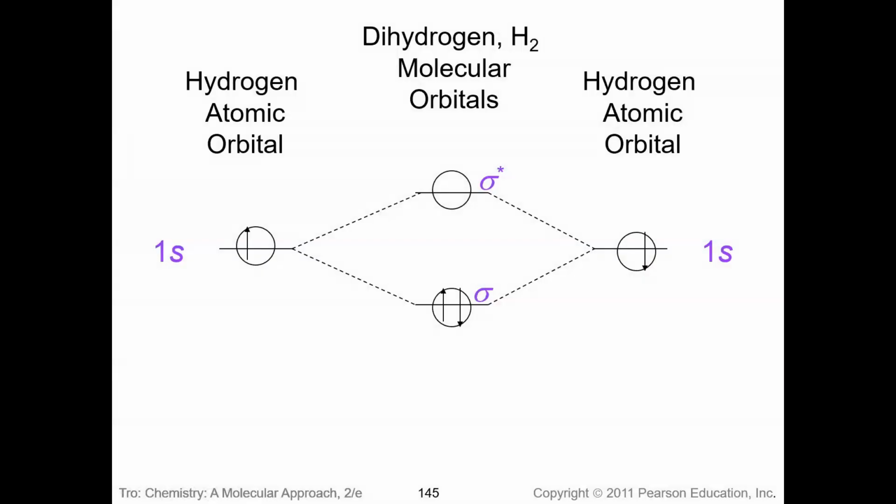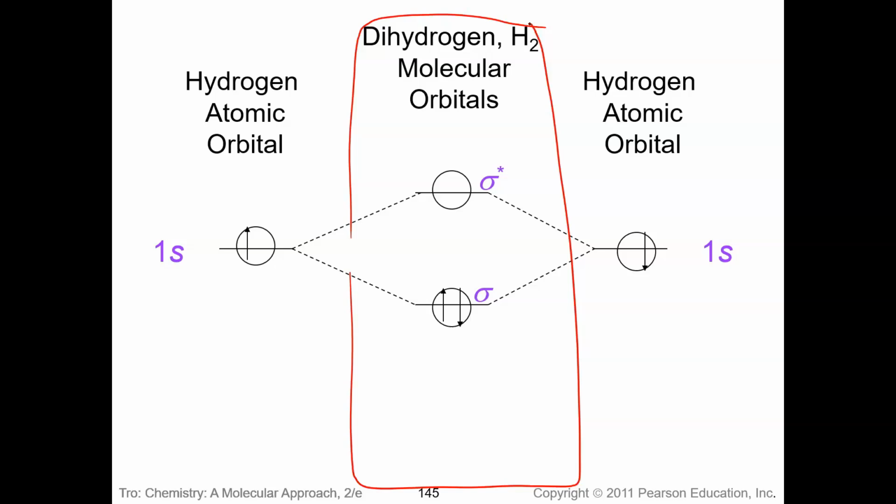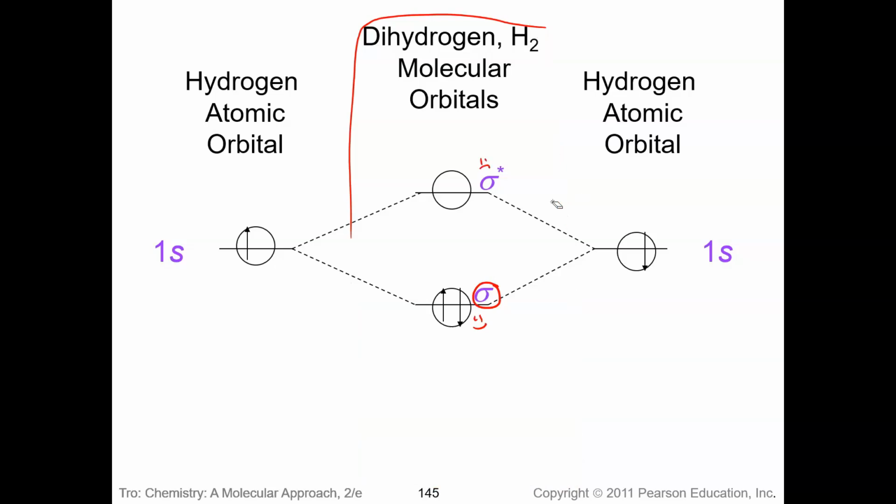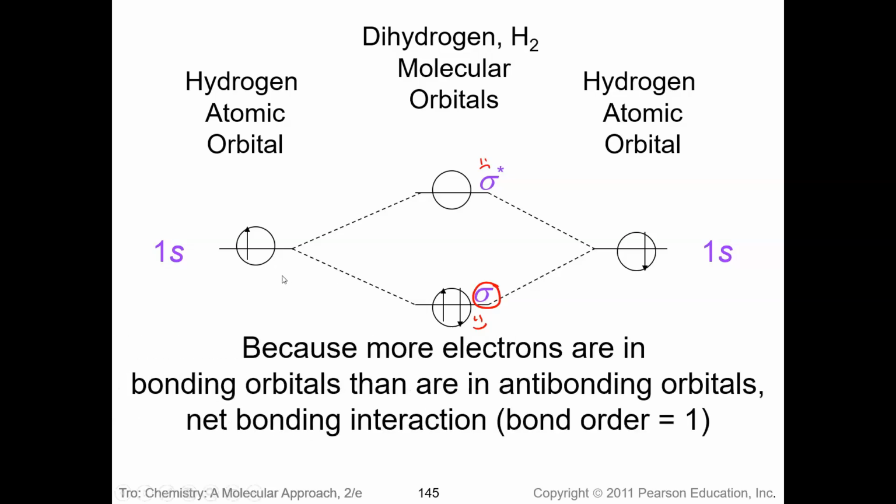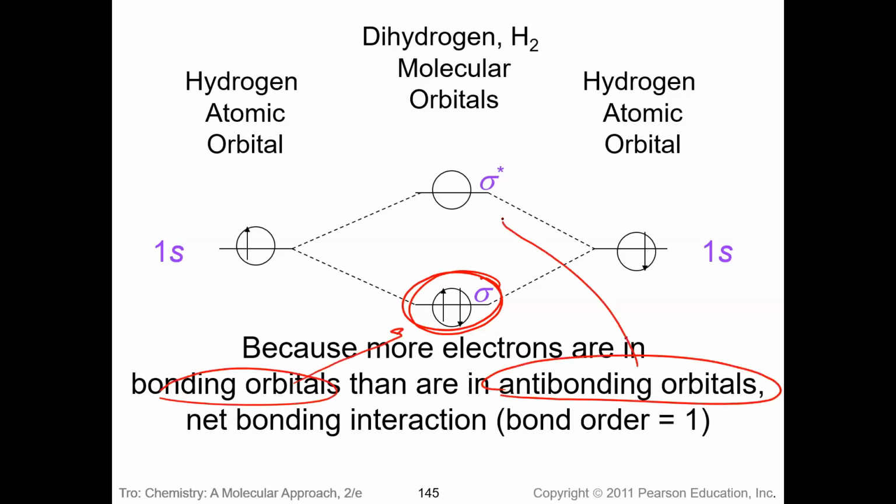Okay, so here's a 1s atomic orbital and a 1s atomic orbital. These are our new molecular orbitals. Sigma, happy, lower energy. Sigma star, unhappy, higher energy. This is a bonding orbital. This is an anti-bonding orbital. So because we have more electrons in the bonding orbital than there are in the anti-bonding orbital, this has a bond order of 1.